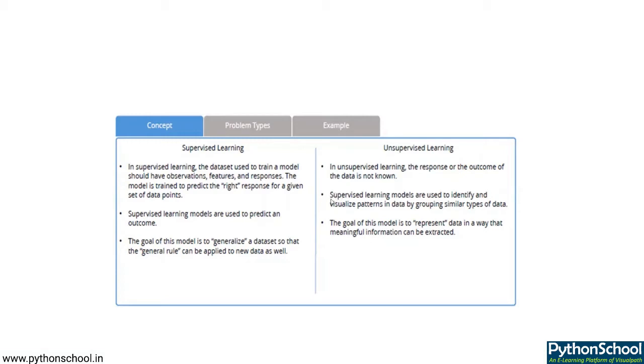This should be unsupervised. Please correct me. The goal of the supervised learning model is to generalize a data set so that the general rule can be applied to new data as well. The goal of the unsupervised learning model is to represent data in a way that meaningful information can be extracted.